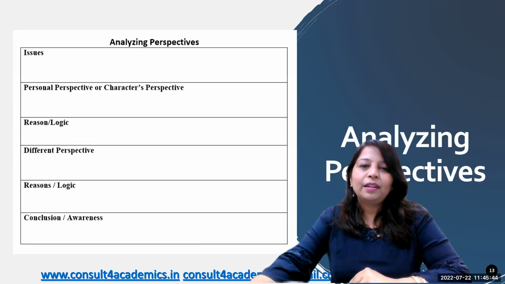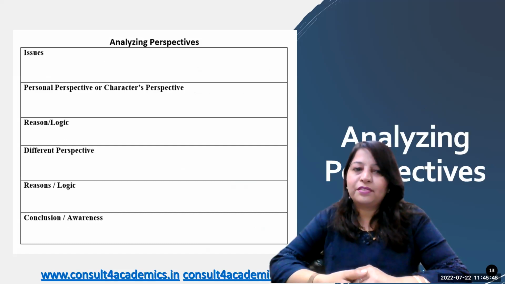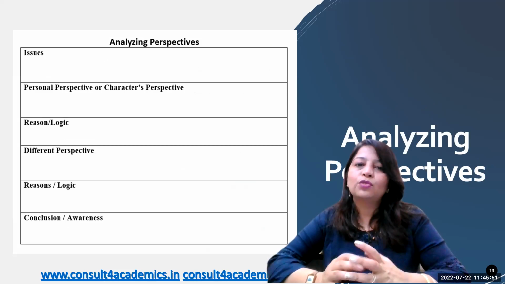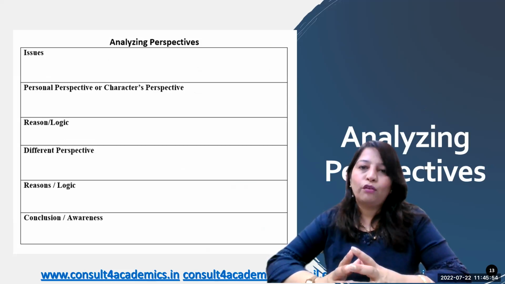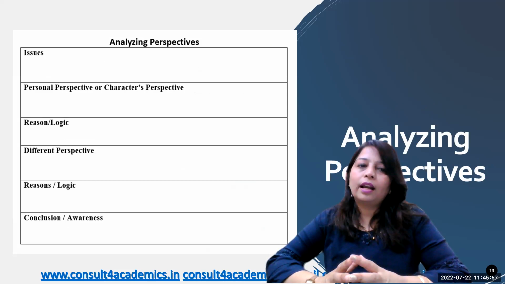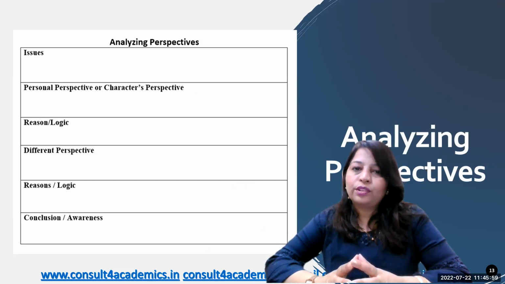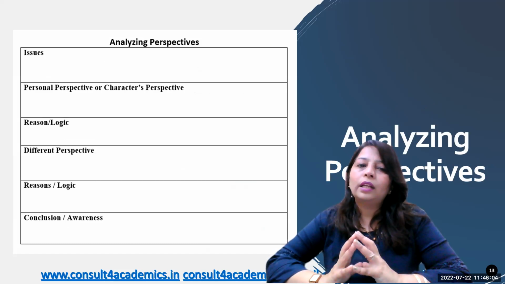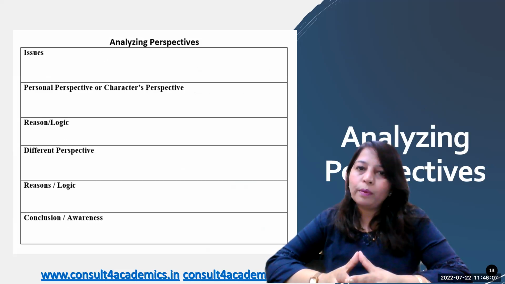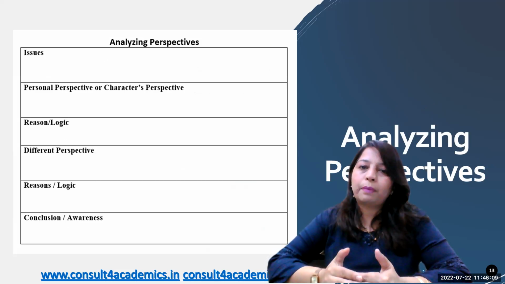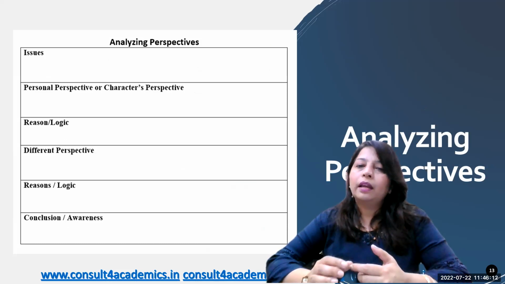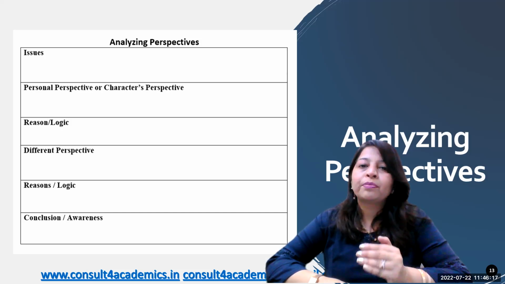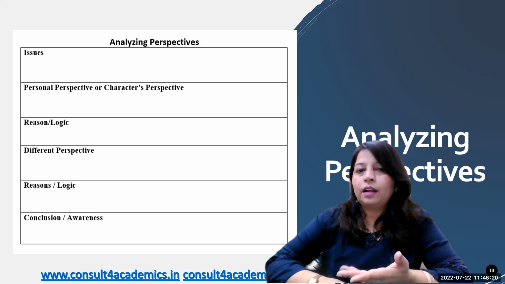Now, next is analyzing perspectives. As you see, as children grow to the higher classes, the higher grades, we will be able to give them different kinds of graphic organizers. And this graphic organizer comprises higher order thinking skills. The children are talking about the issues, and then they are writing about either their personal perspective on the issue being discussed, or maybe the character's perspective on that particular issue. They'll be giving reasons with logic, and they have to give a different perspective as well.